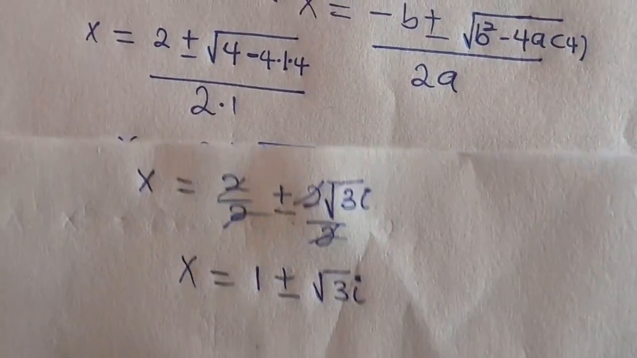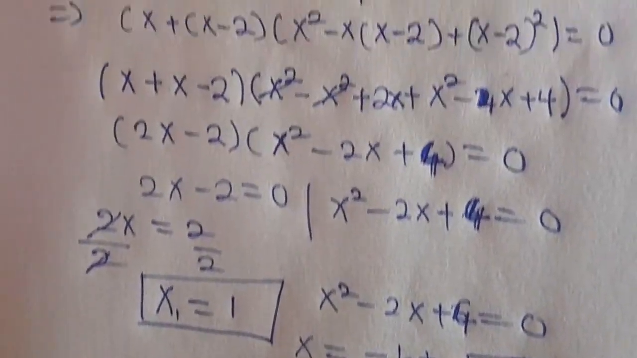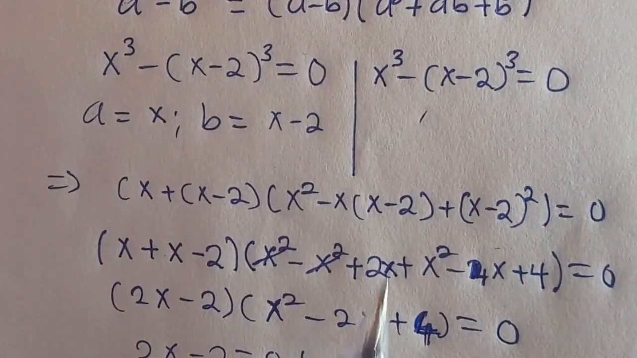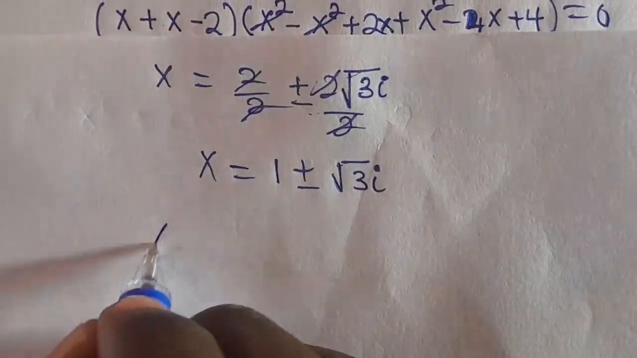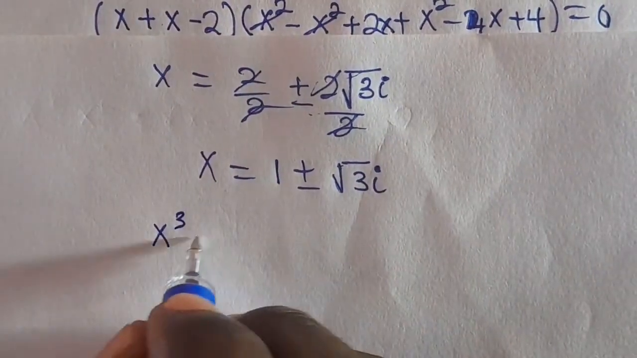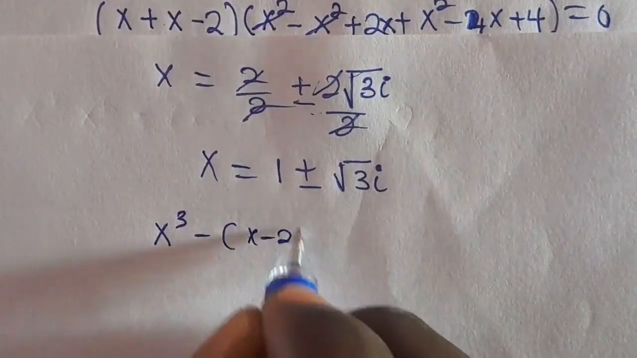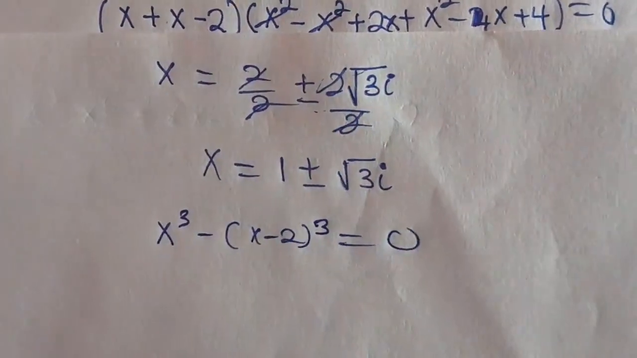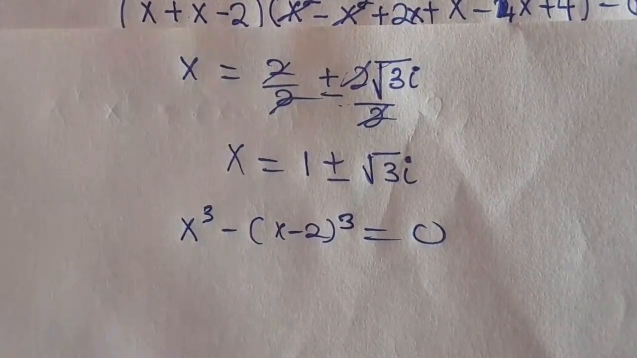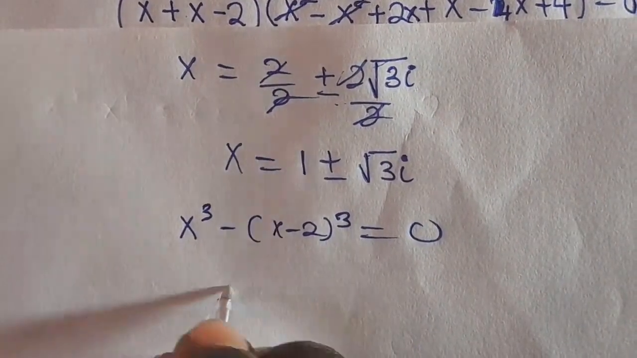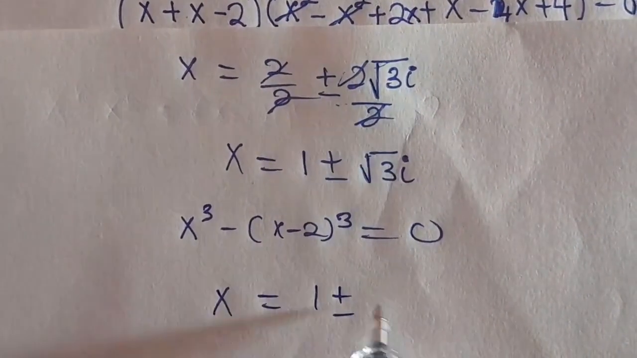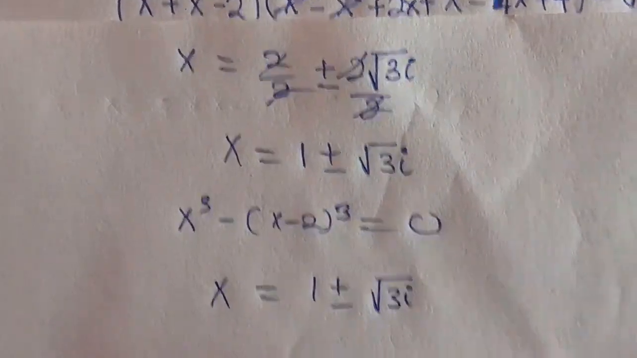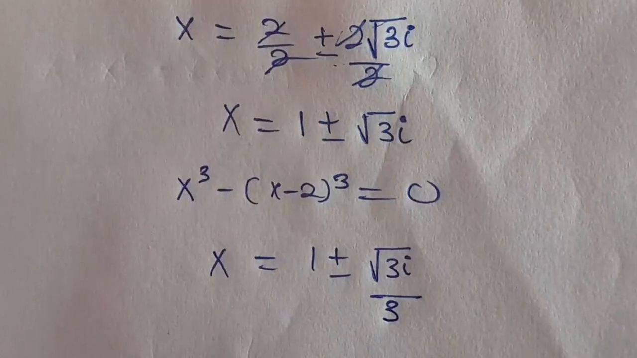So we have to recall from here that we also have another solution. From here, we have that one to be x minus 2 raised to the power 3 to be equals 0. So when you solve this, you are going to get the value of x again to be equals 1 positive or negative root 3i divided by 3.